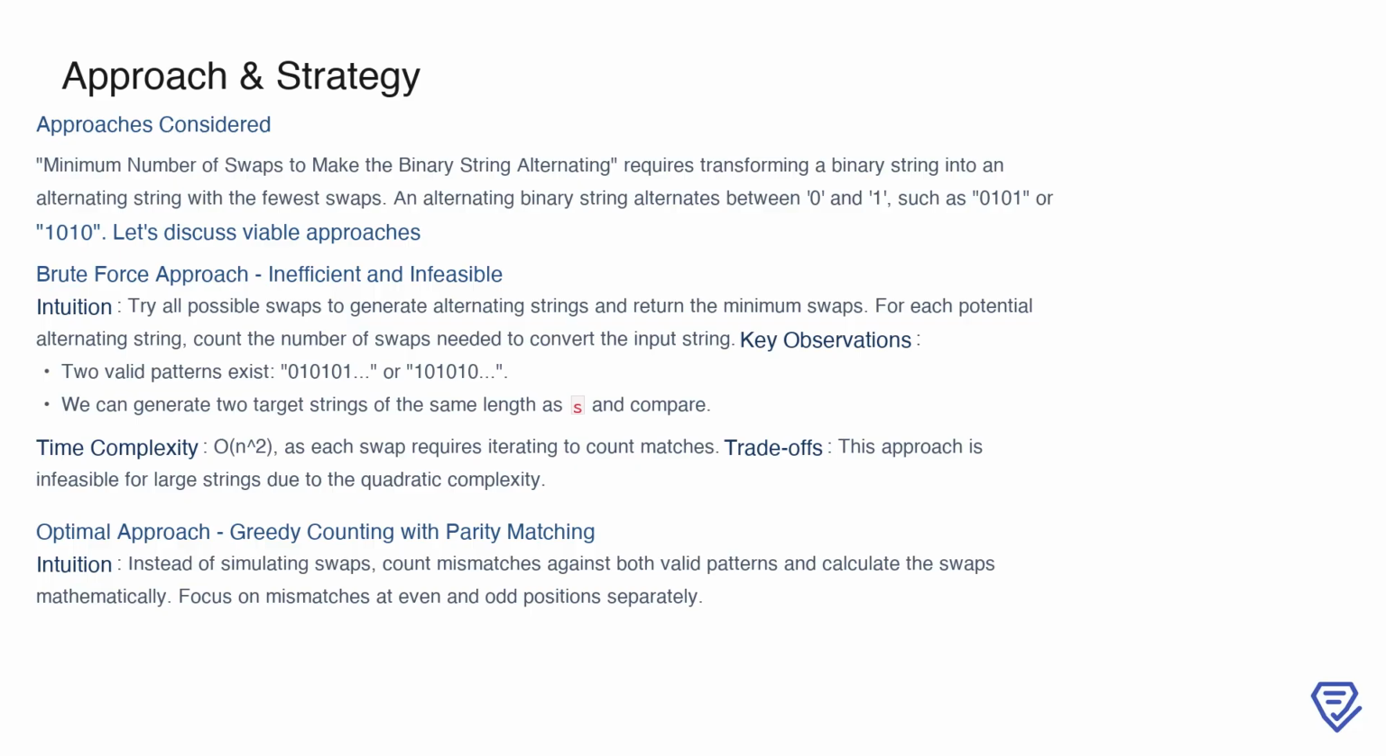However, this approach is very inefficient because for each possible target pattern, we would need to iterate through the string to count mismatches, resulting in a time complexity of O(n²). This makes brute force infeasible for larger strings. Instead, we can use a more optimal strategy that focuses on counting mismatches against the two valid alternating patterns and calculating the swaps mathematically. This approach avoids simulating swaps directly, making it far more efficient.